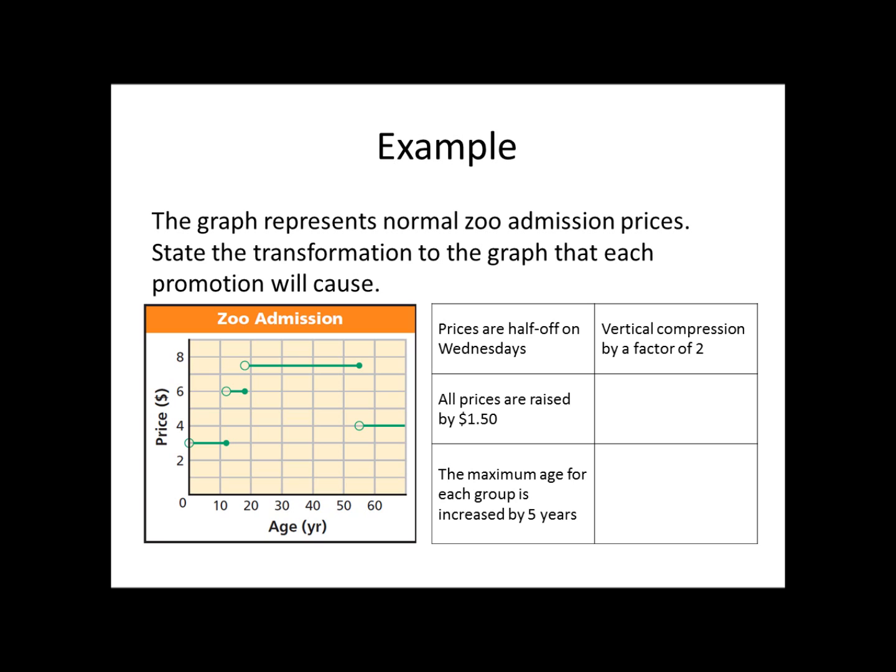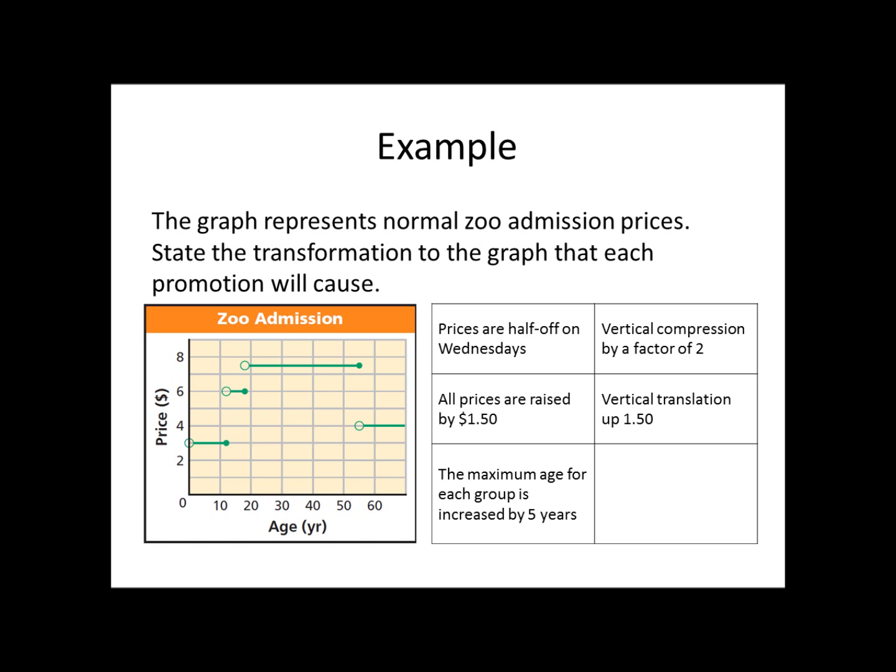Now our next promotion is that all prices are raised by $1.50. So obviously things aren't going well at the zoo and they need to charge a little bit more. So what's going to happen to our graph if all the prices are raised by $1.50? Well, that's a vertical translation up 1.5. So instead of paying $7.50, I'm going to be paying $9 to get in and see those animals.